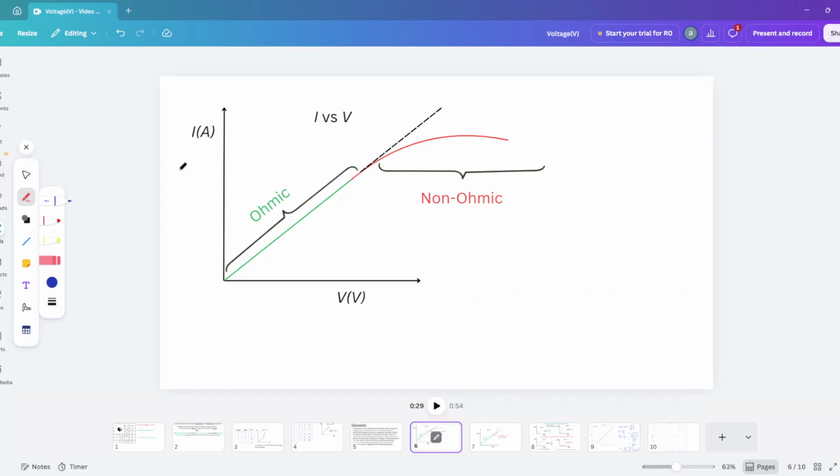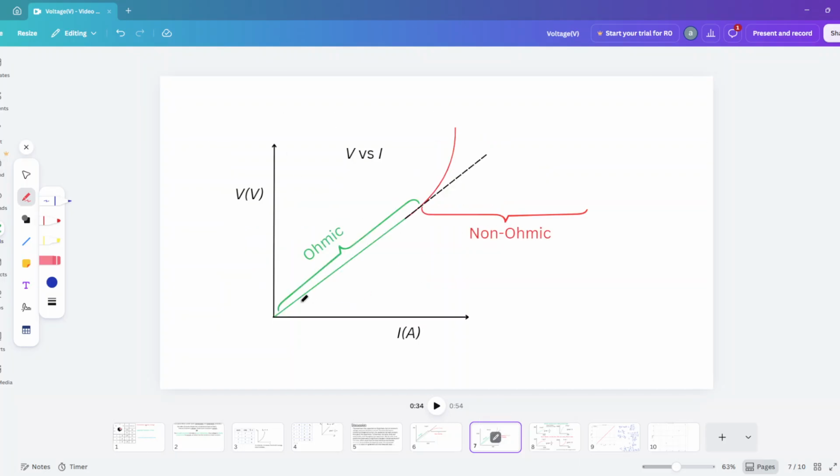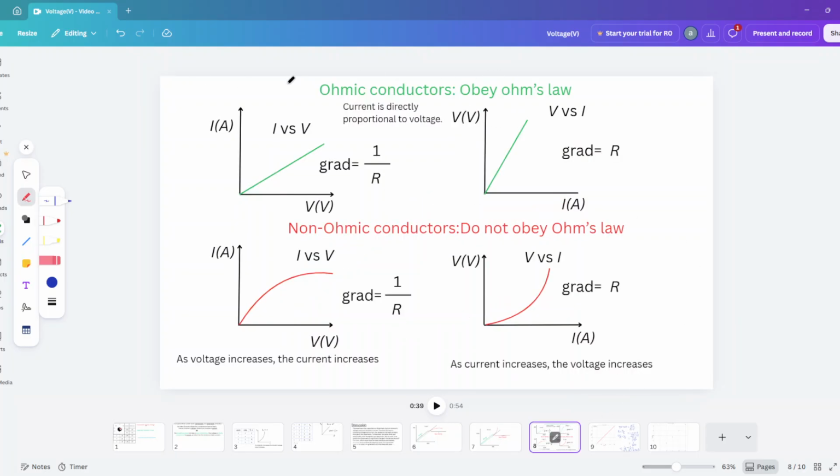You could also plot V versus I, and then you will see the same effect: you will have an ohmic part, and then as soon as the resistance changes due to temperature, like the filament of the bulb, it is non-ohmic because the resistance also changes with temperature. So then this is a summary. Okay, I'm going to emphasize this again. Straight line, then you can say that this quantity is directly proportional to that quantity.